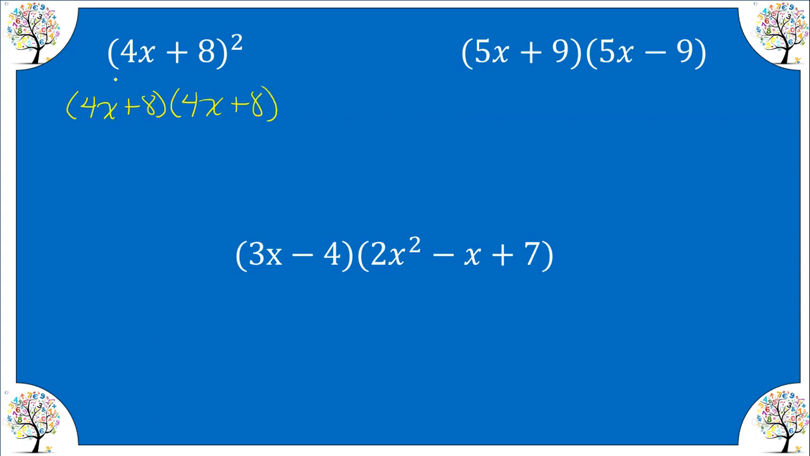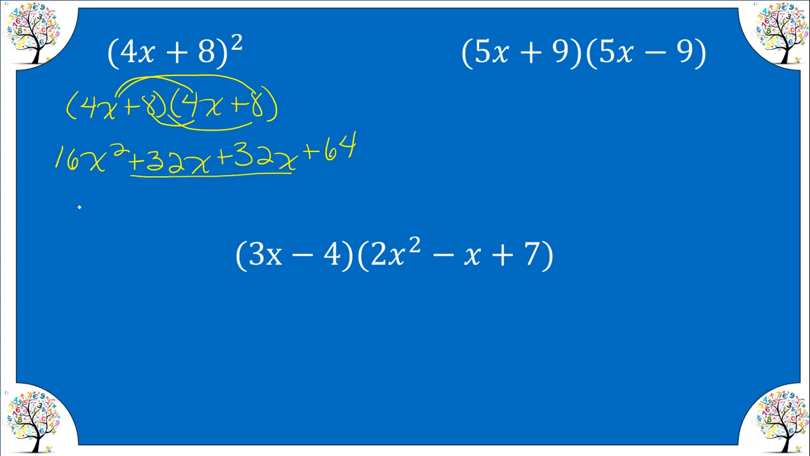And now we're going to do the same as we did before. We're going to distribute the 4x. We get 16x squared, and then 4x times the 8, that gives us positive 32x. So we're finished with the 4x. Now we distribute the 8. 8 times 4x, and 8 times 8, and everything was positive here. We're going to combine our linear terms. So we have 16x squared plus 64x plus 64.